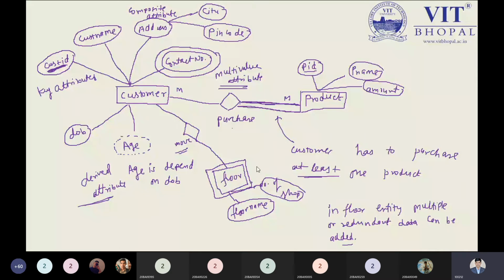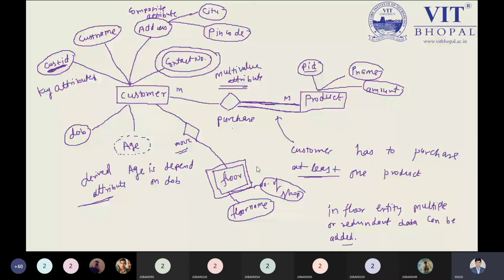See, a customer is visiting a shopping mall and needs to purchase a product. So many customers can purchase many products. You can see I have written M:M. So M:M means many customers can purchase many products. So this is the relationship type we have. Key attribute of the customer, we have the customer ID, customer name, we have address, we have.